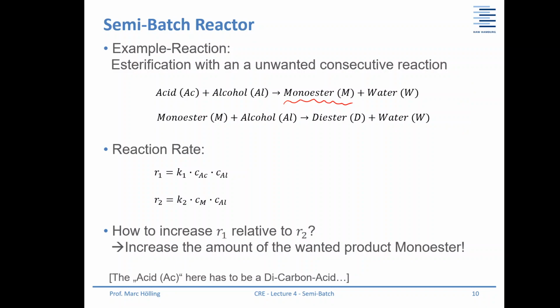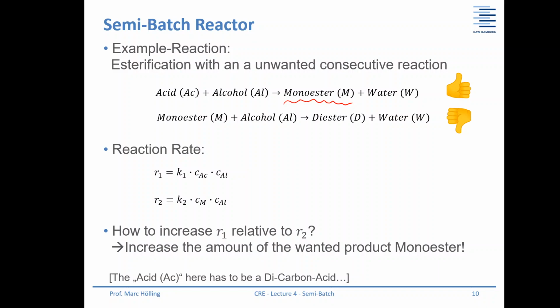So we want to have this reaction here. That's why we put a thumbs up here. And we have the unwanted consecutive reaction. Your monoester can react with the alcohol, and then the diester is formed, and we don't want to have this product, so I put a thumbs down here. The reaction rate for both should be a bimolecular reaction with first order to each component, and then you can write this down.